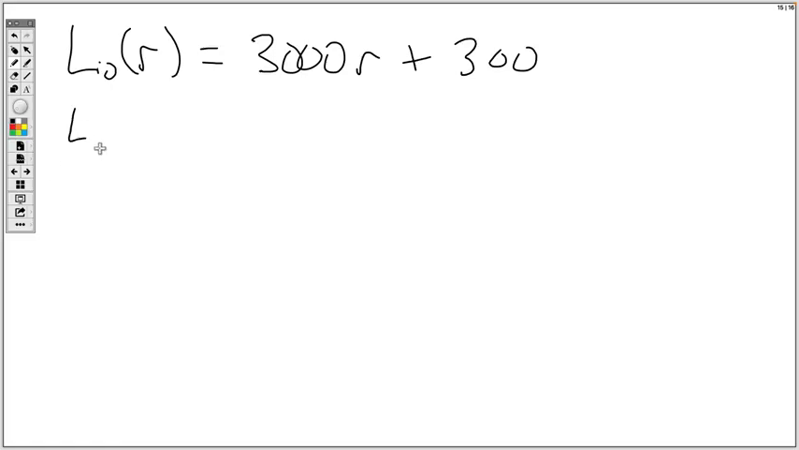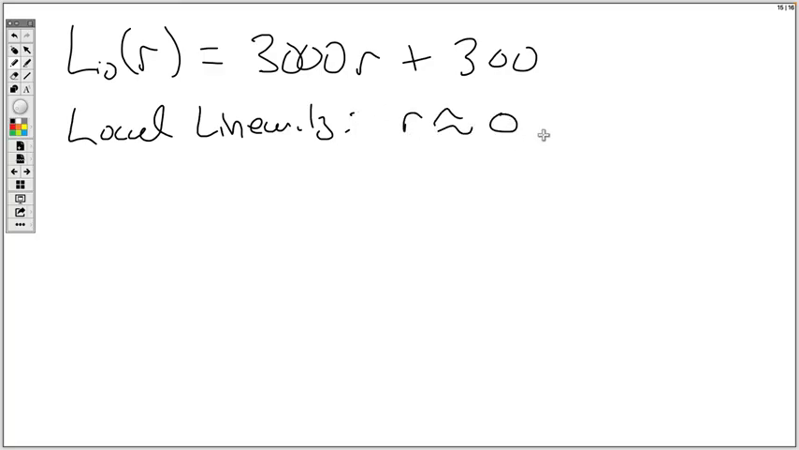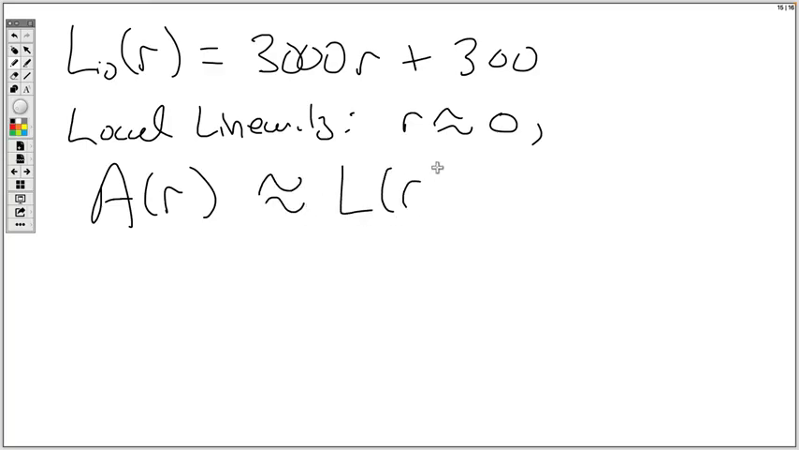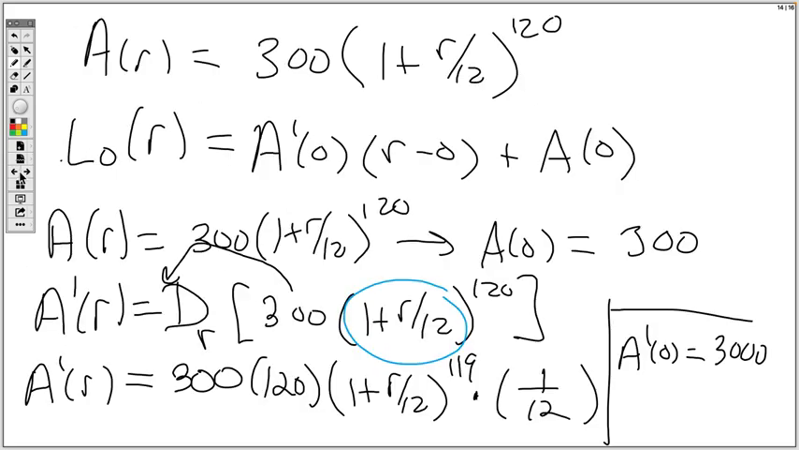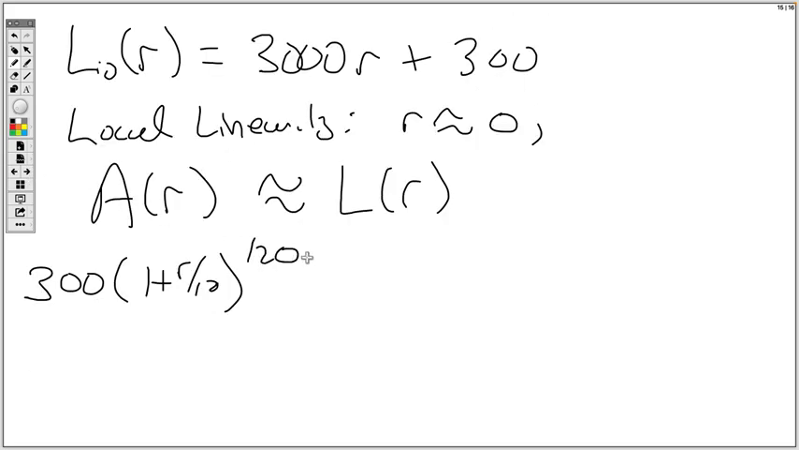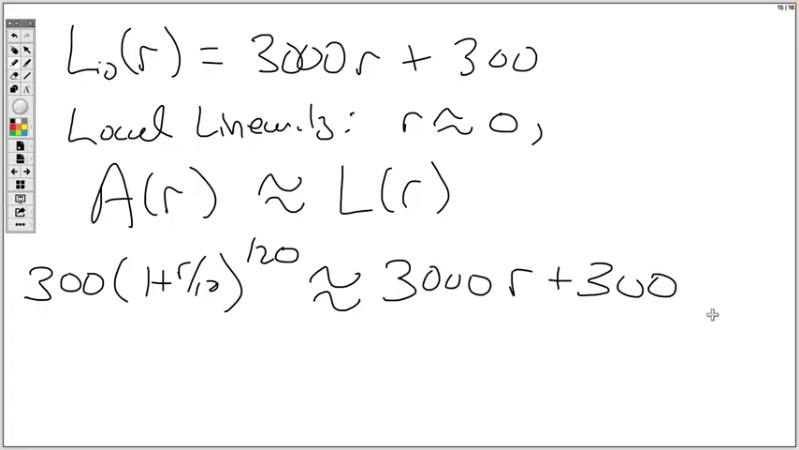And so local linearity says if r is roughly equal to 0, so if r is close to 0, A of r can be well approximated by L of r. In other words, 300 times (1 plus r over 12) to the 120th power can be well approximated by 3,000r plus 300.